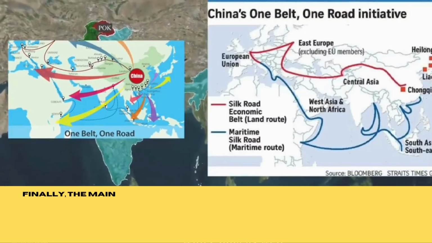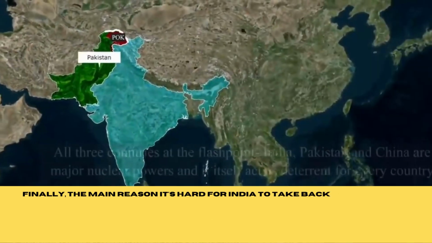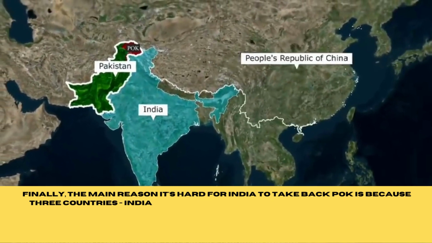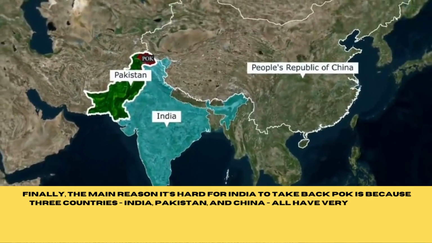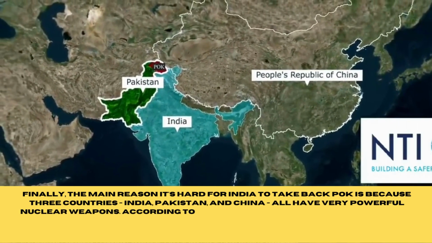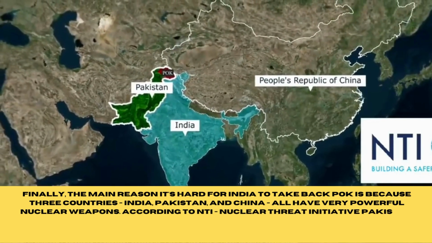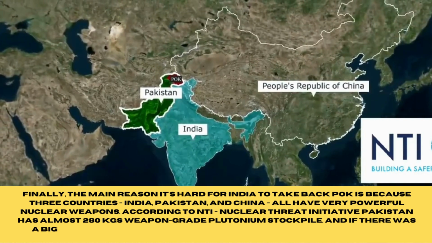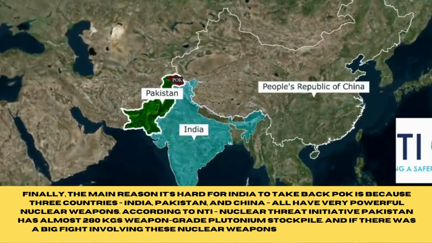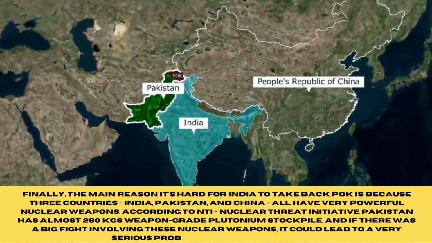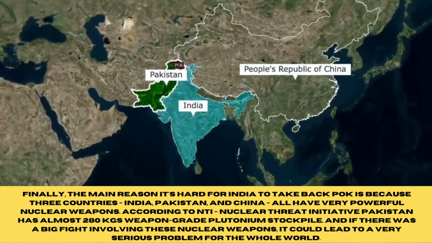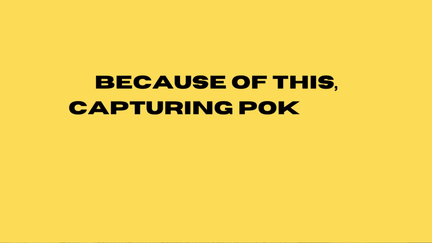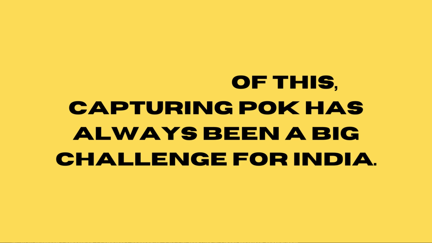And finally, the main reason it's hard for India to take back POK is that three countries, India, Pakistan and China, all have very powerful nuclear weapons. According to NTI, the Nuclear Threat Initiative, Pakistan has almost 280 kgs of weapon-grade plutonium stockpile. And if there was a big fight involving these nuclear weapons, it would lead to a very serious problem for the whole world. Because of this, capturing POK has always been a big challenge for India.